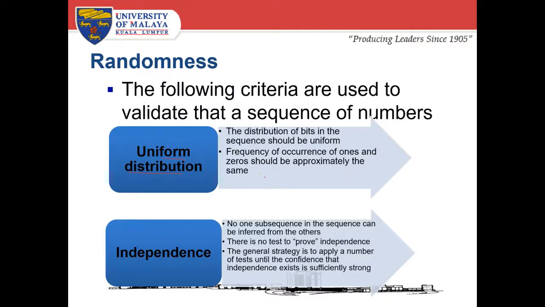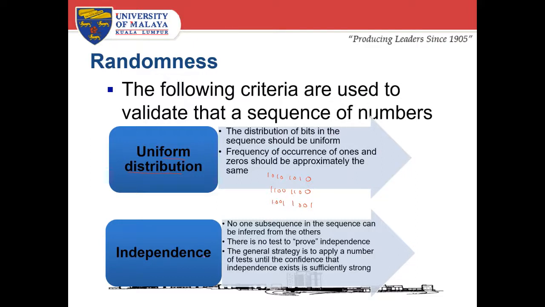Let's say you have 8 bits, 10101010. So they have 4 bits of 1 and 4 bits of 0. Maybe the next number can become 11001100. Still 4 bits of 1 and 4 bits of 0. And then you have 1001, and then 1001, still 4 bits of 1 and 4 bits of 0. So this is the uniform distribution.